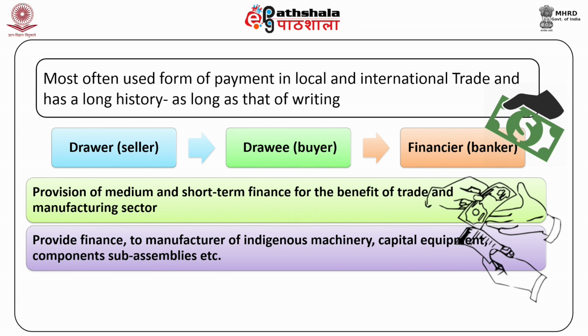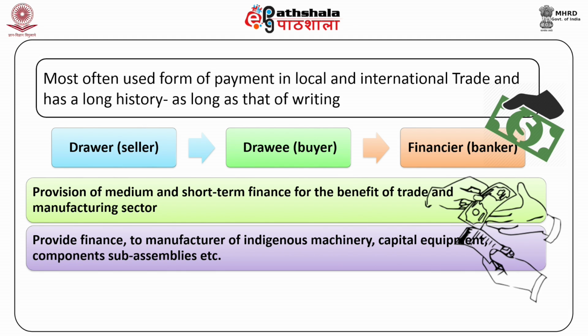A method of financing of trade activities through bill of exchange is known as bill financing. It is also called bill discounting. Bill financing involves parties such as the drawer, that is the seller, the drawee, that is the buyer, and the financier, that is the banker. In other words, bill finance involves provision of medium and short-term finance for the benefit of the trade and manufacturing sector.